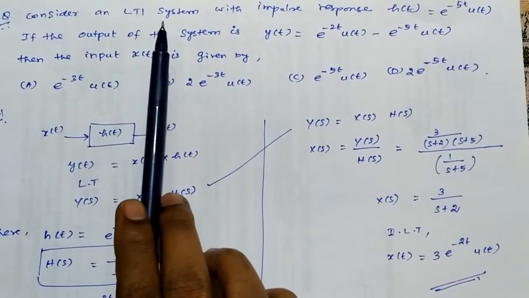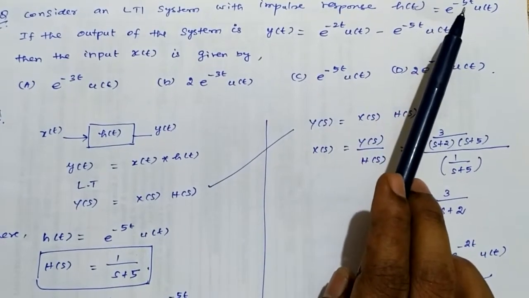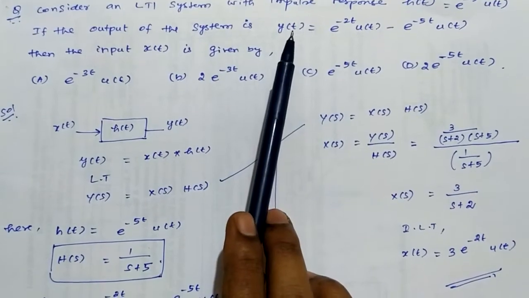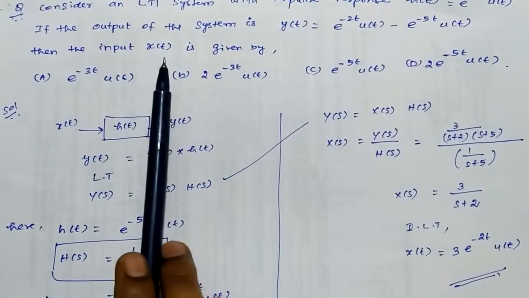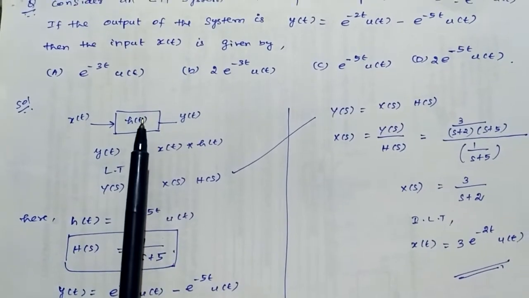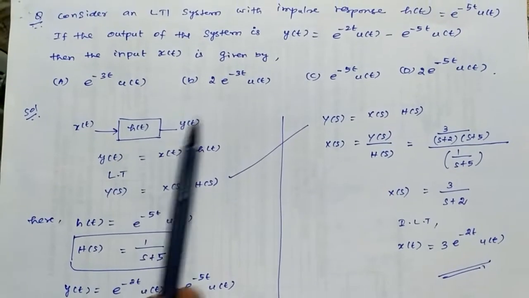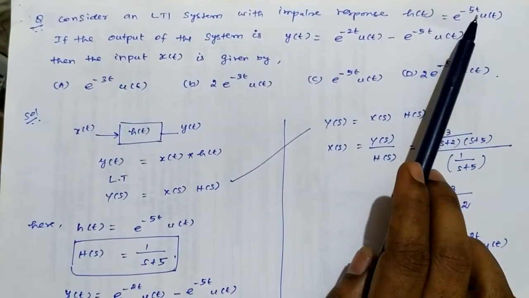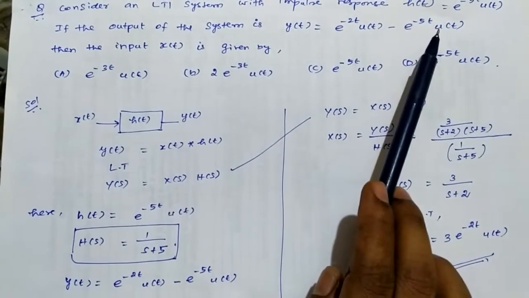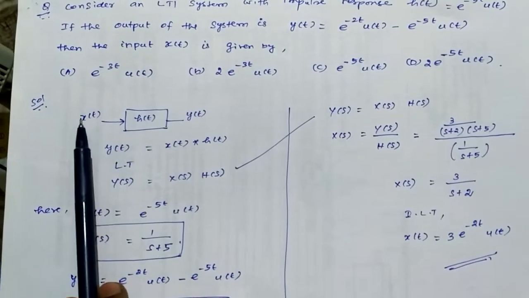Consider an LTI system with impulse response h of t equal to e power minus 5t u of t. If the output of the system is given as y of t equal to this one, what will be the input x of t? So here in this problem, the impulse response is given as e power minus 5t u of t, and the output function is given as this entire expression. What will be x of t?